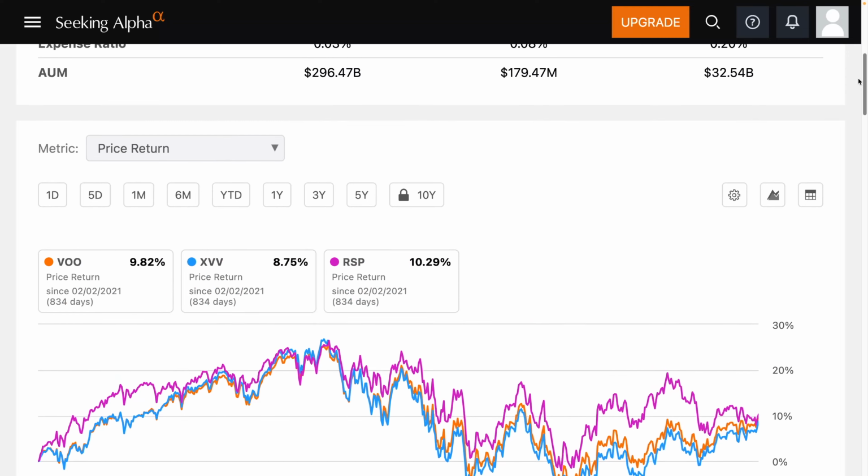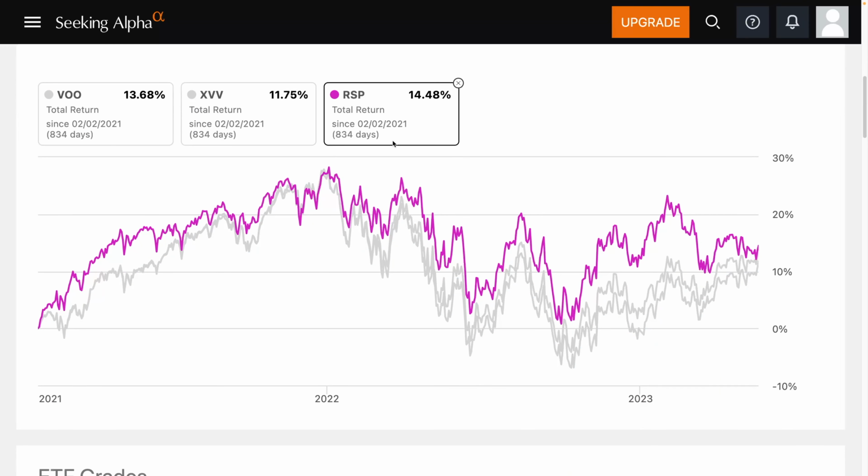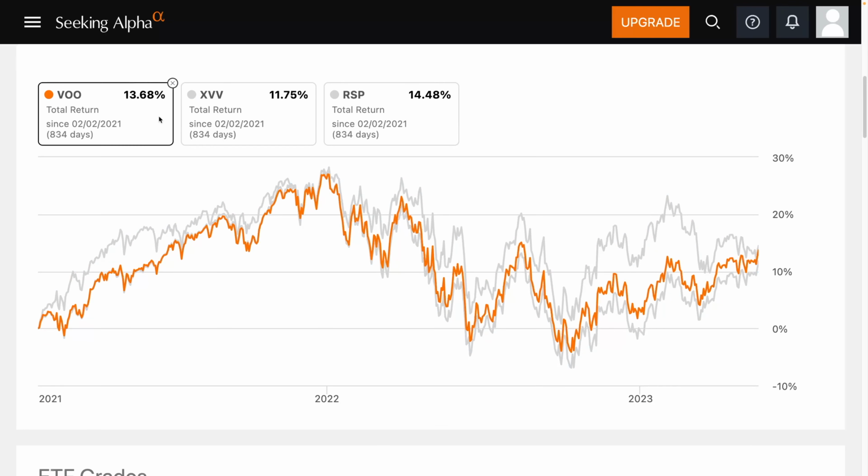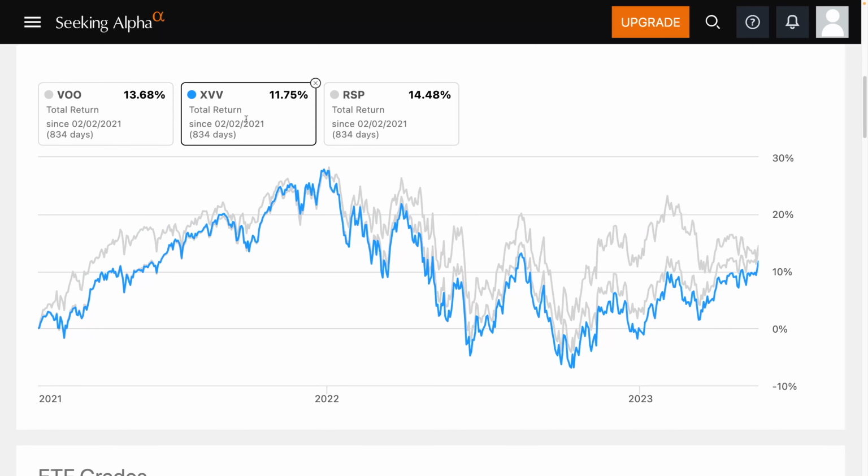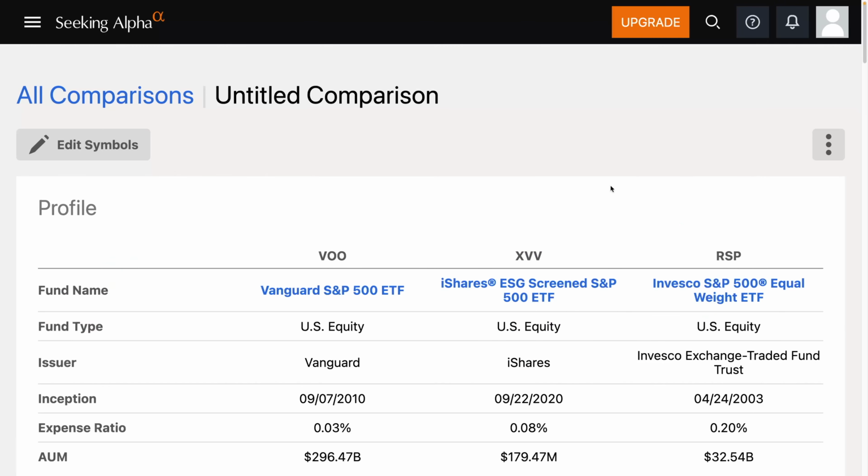Now let's switch it to total return. Total return, RSP 14.4. So for the total return, RSP did the best at 14.4. Vanguard 13.3 and XVV 11.7. Now let's do the 1 year.